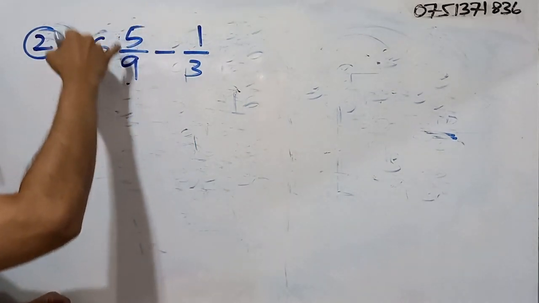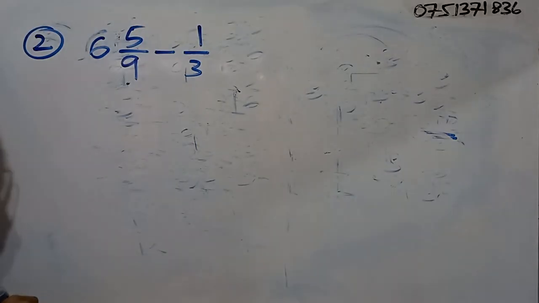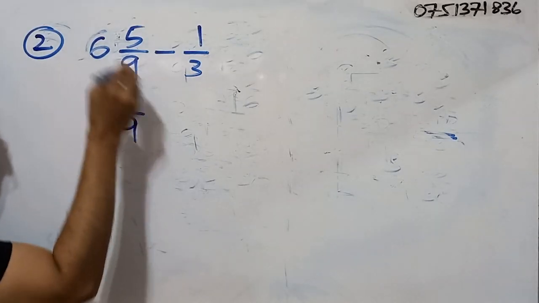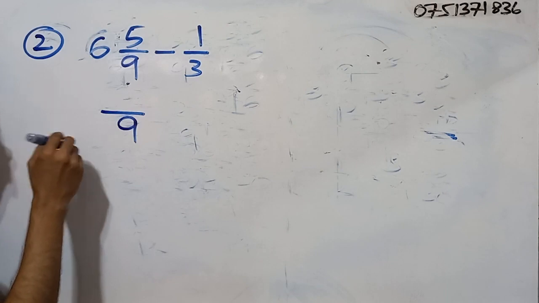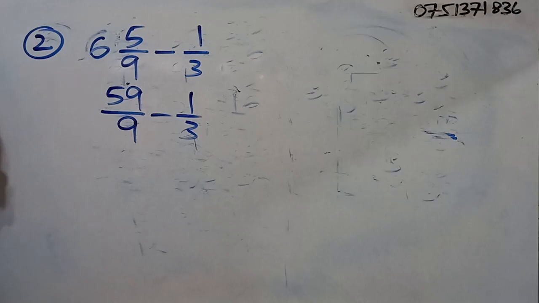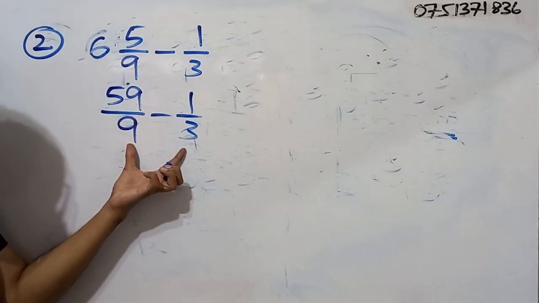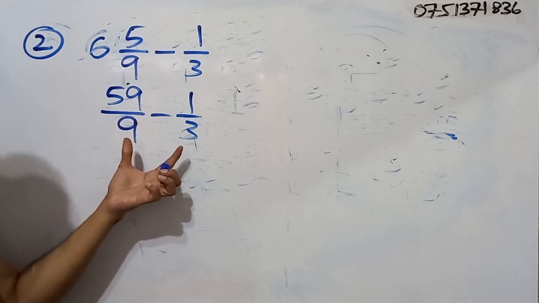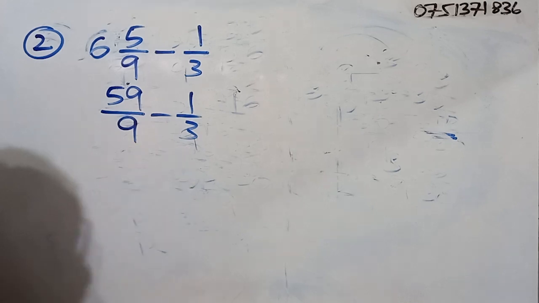So here we have to convert the mixed number into what? Improper fraction. So denominator is 9. 9 into 6, that is 54. Add the 5, it becomes 59. Minus 1 by 3. Now what do we have? We have two fractions where the denominators are different. So we have to make them the same. Right? 9 and 3, those are the denominators. So what's the LCM? 9.